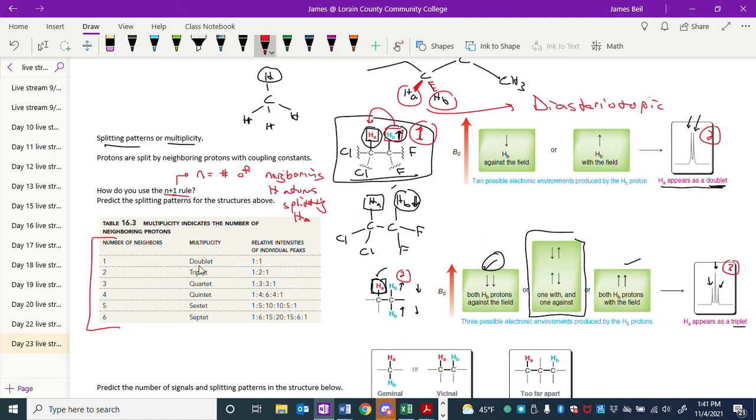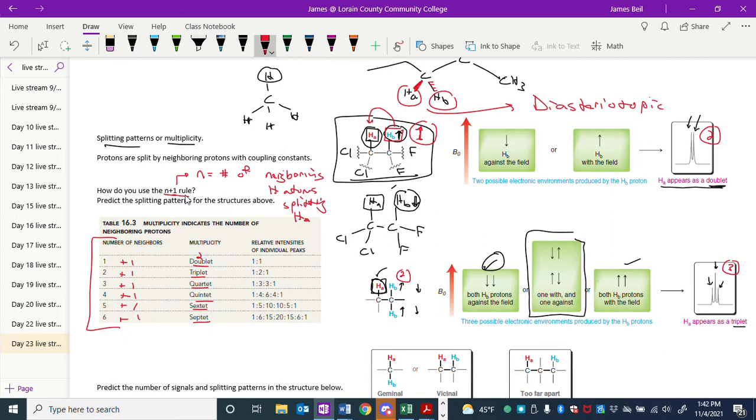So if there's one neighbor, I get 1 + 1 or a doublet. If there's two neighbors, I get 2 + 1 or a triplet. If there's three neighbors, 3 + 1 is 4. 4 + 1 is 5. 5 + 1 is 6. 6 + 1 is 7. And so these all come from applying the n+1 rule.